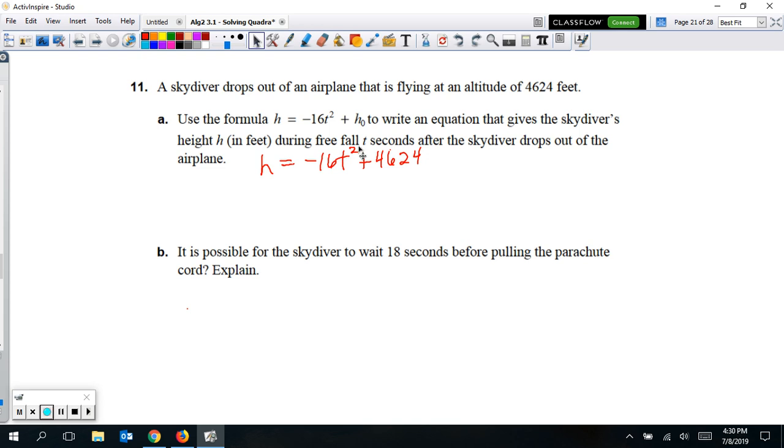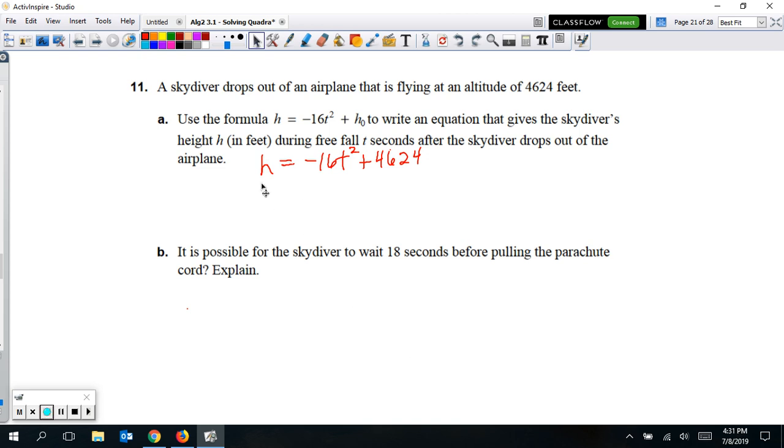That's one thing you could do, see what the height would be. That's one way to do it, I should say, is plug in the 18 seconds there. What's another way of doing this? Think about another option that you might have. Well, when would it be too late to pull the parachute cord? Obviously, when he hits the ground, it's too late. He's dead at that point. That's another reason why I'm not going to go skydiving. But that would be when the h is 0. When height is 0, he's on the ground.